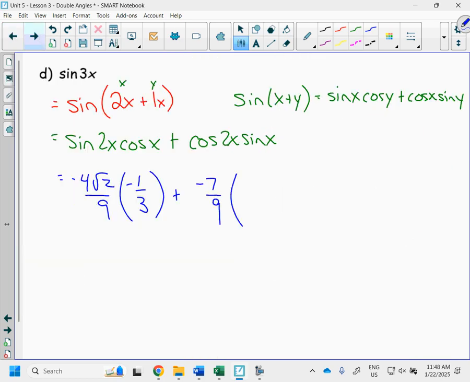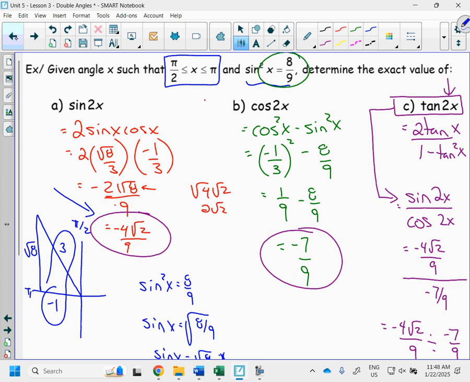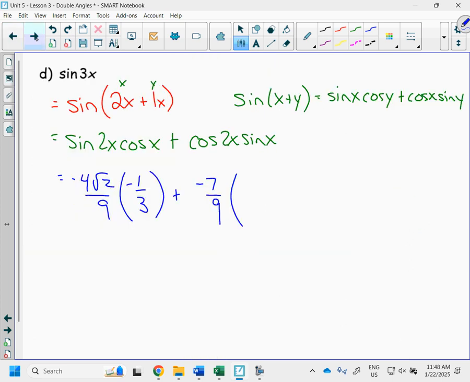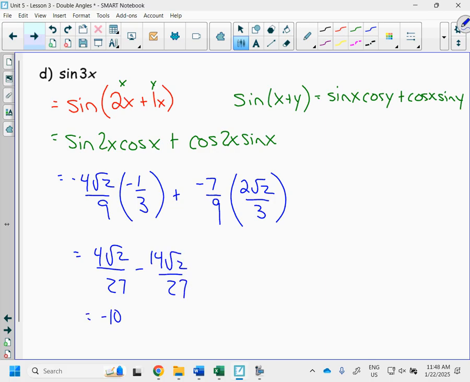And the sine of x, back here we said sine x was √8 over 3, or if you want to, 2√2 over 3. Look at that. Now we can do sine 3x. Just multiply these fractions together. We'll get 4√2 over 27 for the first one, minus 14√2 over 27. I'm pretty sure we can collect those and we'll end up with -10√2 over 27. Look at that.